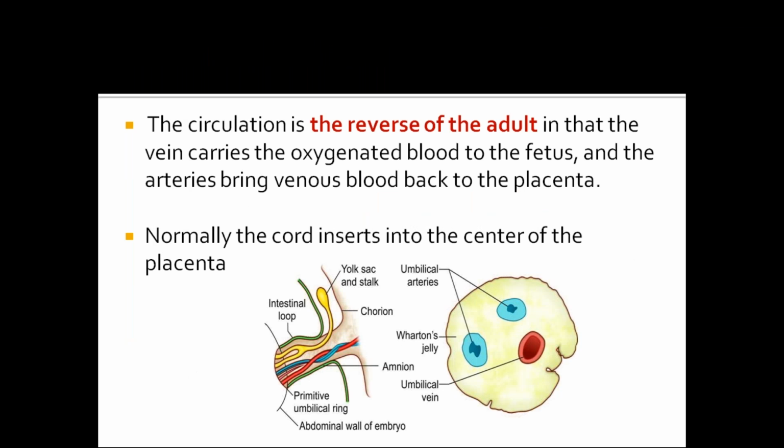So the circulation is the reverse of the adult here, in that the vein carries the oxygenated blood to the fetus and arteries carry venous blood back to the placenta. This you have to remember. Normally the cord inserts into the center of the placenta. But there are so many varieties of placenta where the cord insertion is eccentric. Usually it inserts at the center of the placenta.